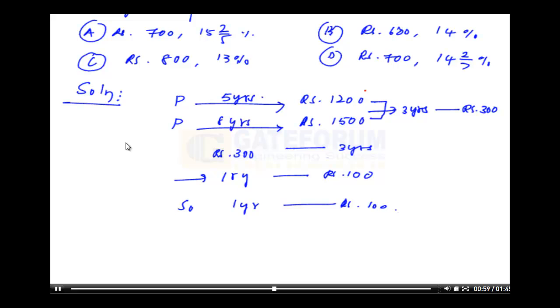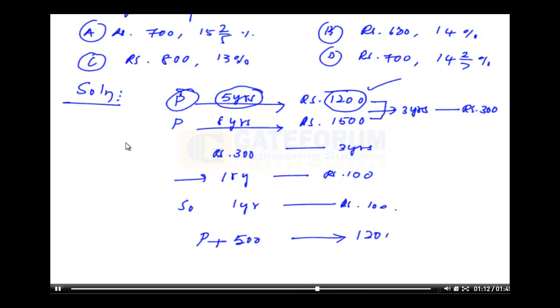Now looking at the first statement, we don't know what is the principal, but after 5 years of interest adding, it is becoming 1,200. So principal we don't know, but the interest for 5 years will be 500. Then the amount is 1,200. So 500 plus something must be 1,200. So clearly we can say that the principal is rupees 700.